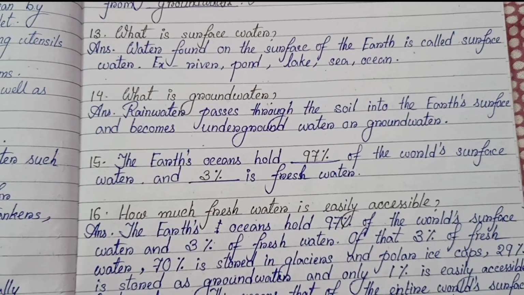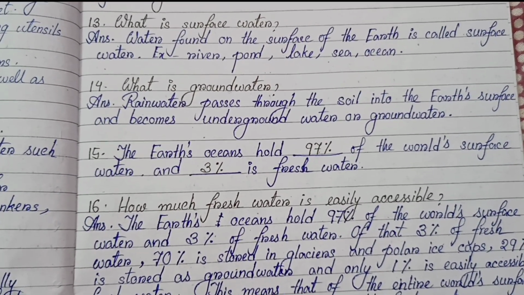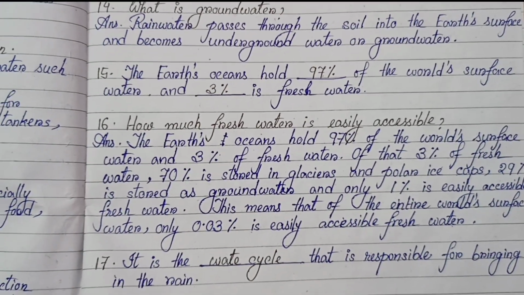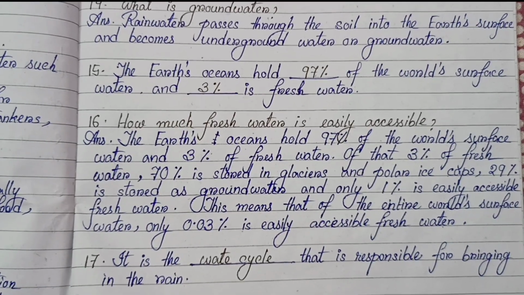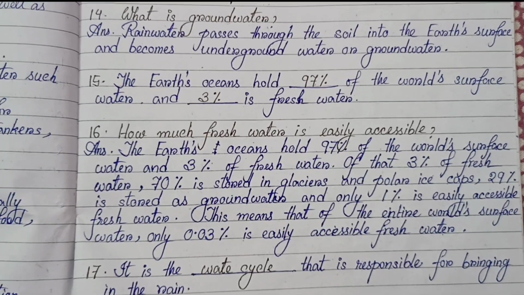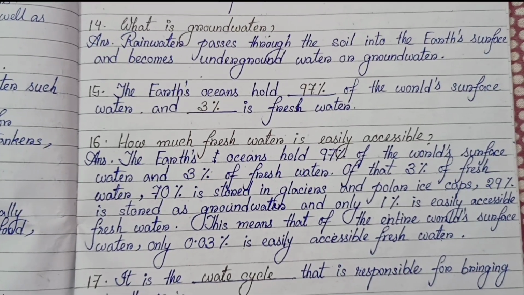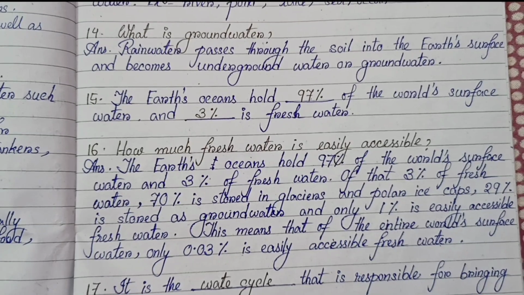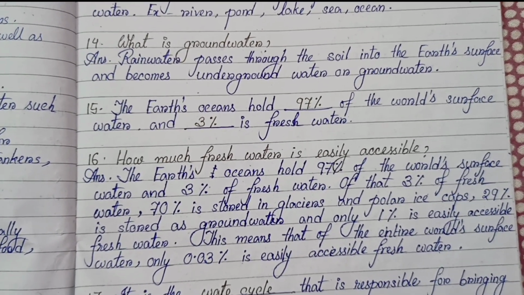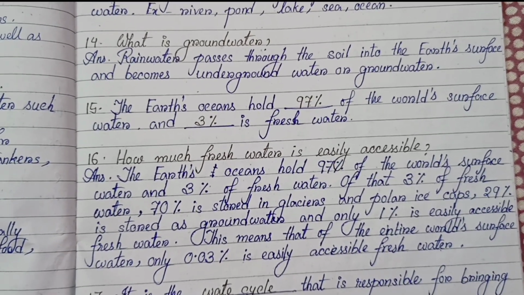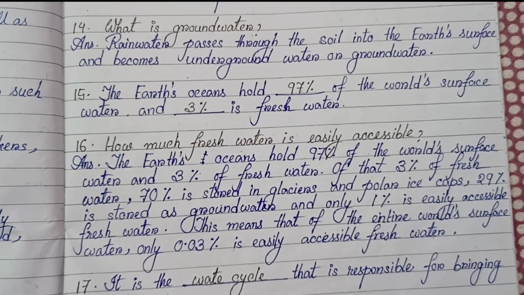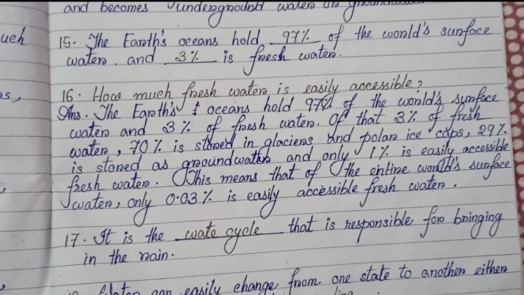Number 15, the Earth's oceans hold 97% of the world's surface water and 3% is fresh water. 16, how much fresh water is easily accessible? The Earth's oceans hold 97% of the world's surface water and 3% is fresh water. Of the 3% of fresh water, 70% is stored in glaciers and polar ice caps, 29% is stored as groundwater, and only 1% is easily accessible fresh water. This means that of the entire world's surface water, only 0.03% is easily accessible fresh water.